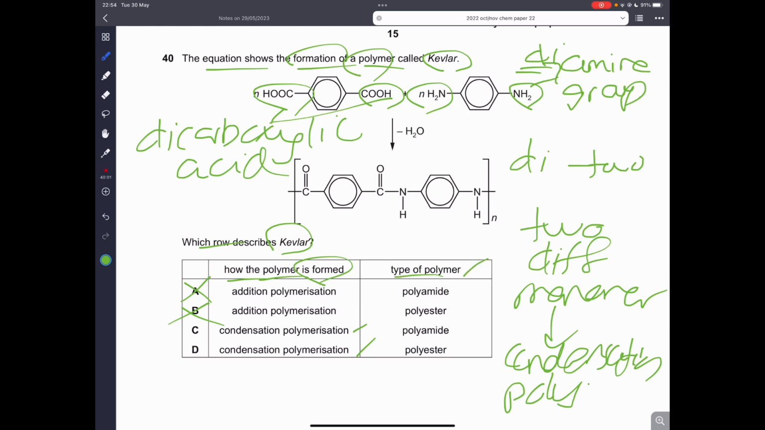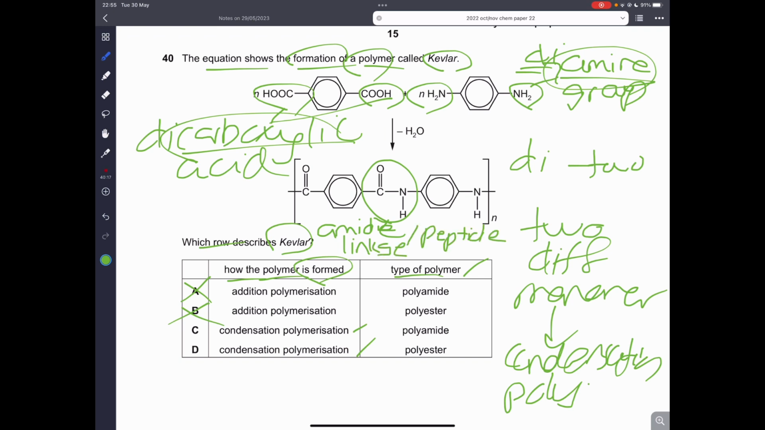Okay, the type of polymer that's going to form, well, as you can see, the dicarboxylic acid and diamine group are going to react, so it's going to have this. So this is called the amide linkage. Amide linkage is the same as a peptide bond. If you might have known in biology, it's called peptide. In chemistry, it's called amide linkage. So this is going to be a polyamide. And therefore, C is the correct answer.